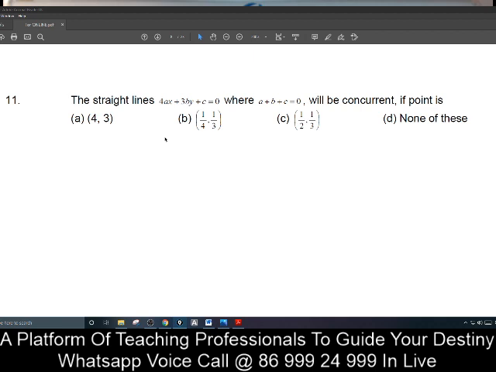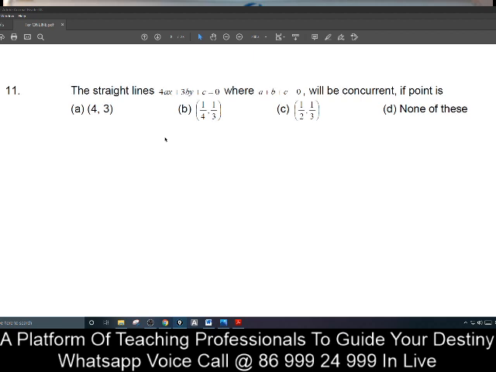The straight line 4ax plus 3by plus c equals 0, where a plus b plus c is equal to 0, will be concurrent at the point. This is also a good question. You have a good number of previous questions on this concept, please. I'll give you the method, and after that I'll give you the short form also. What is the method? See here, please.